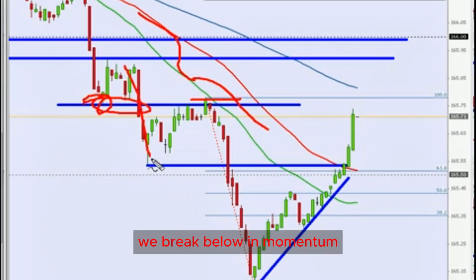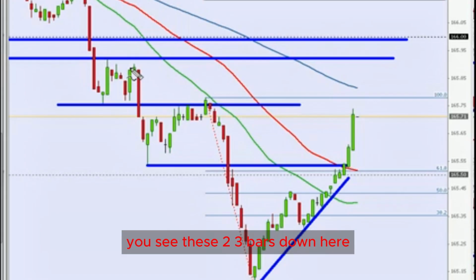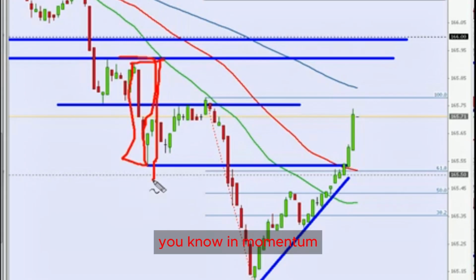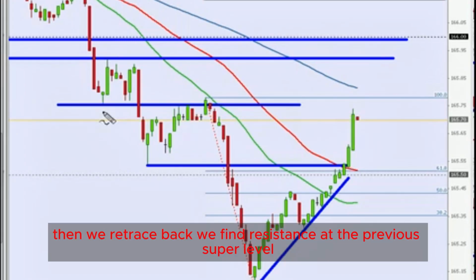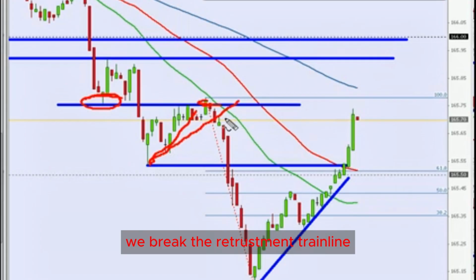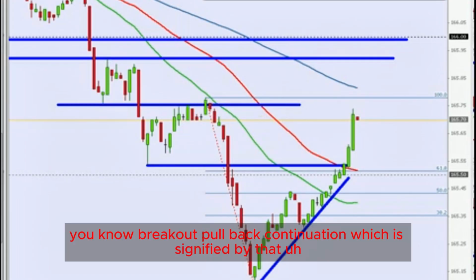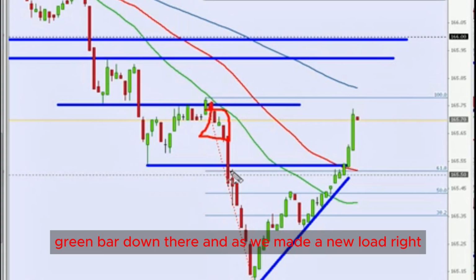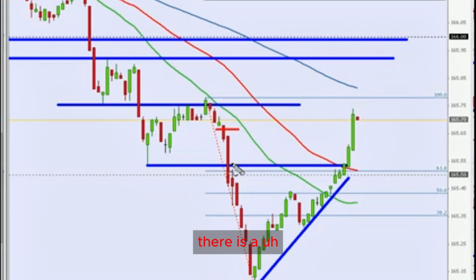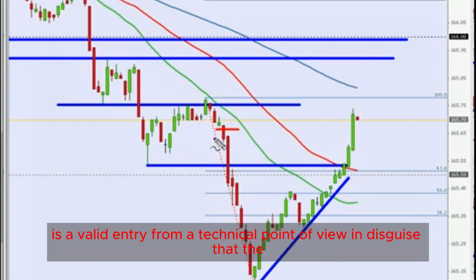We break below in momentum. You see these 2-3 bars down here, in momentum. Then we retrace back. We find resistance at the previous support level. We break the retracement trend line. We have my typical 1-2-3 formation, breakout, pullback, continuation, which is signified by that green bar down there. And as we made new lows, right there is a valid entry from a technical point of view.